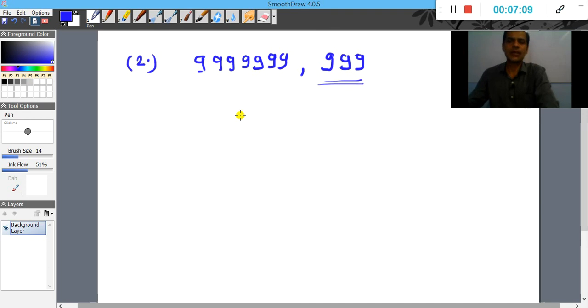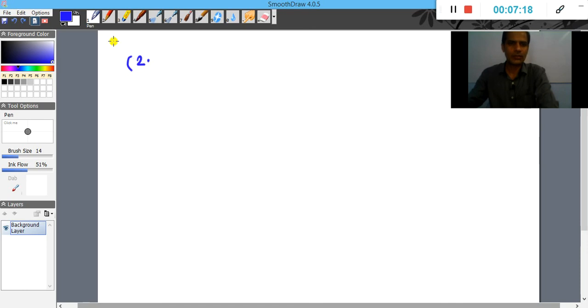It means the remainder should be 0. So there is a particular method which is used to solve this kind of question. Now what is that method? I am going to tell you. See, we have to divide this number.